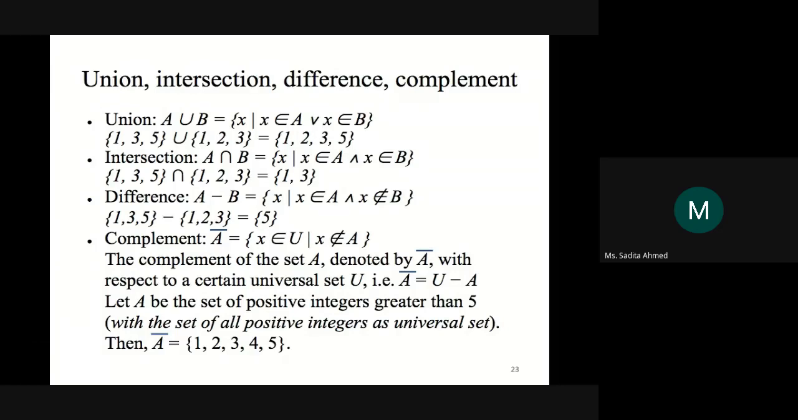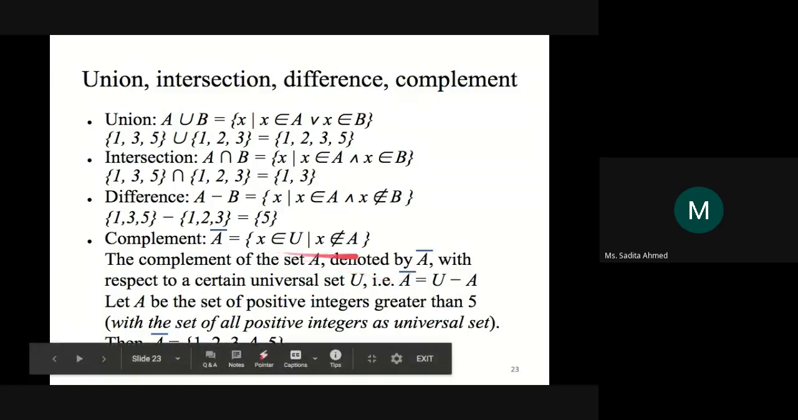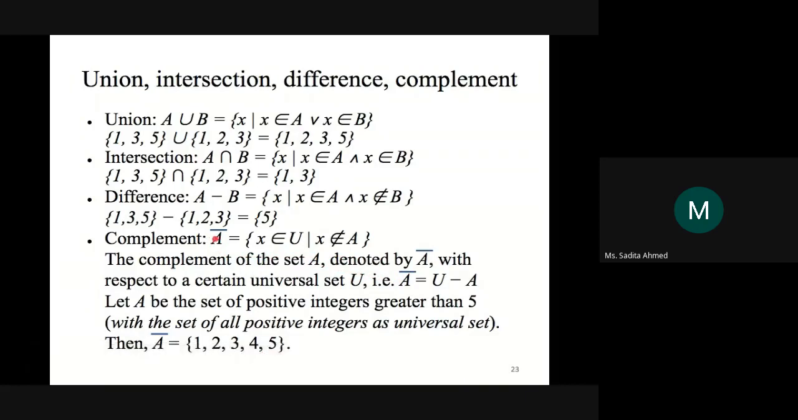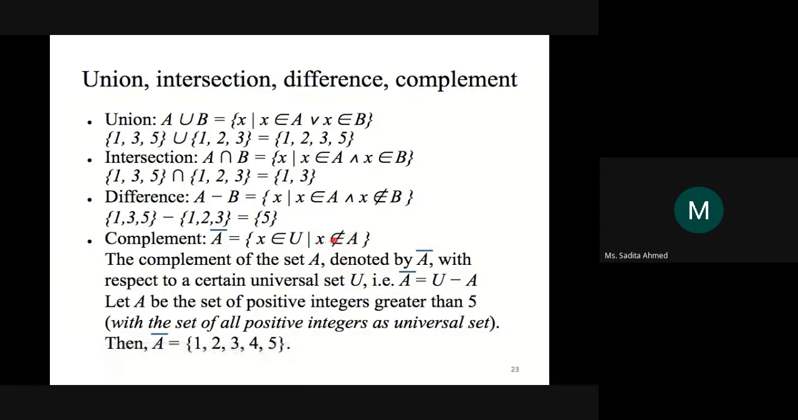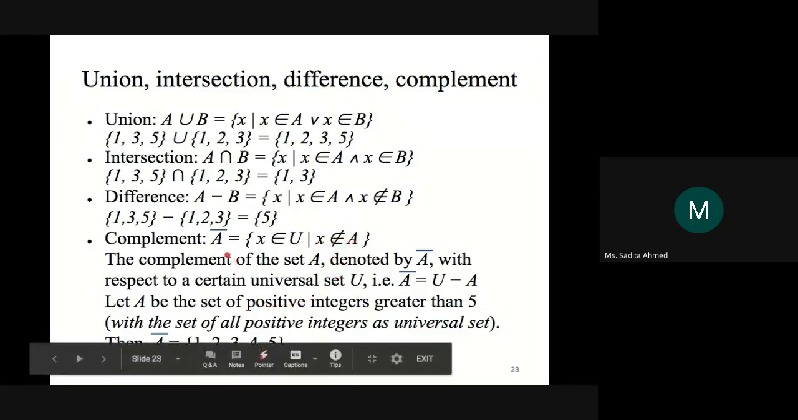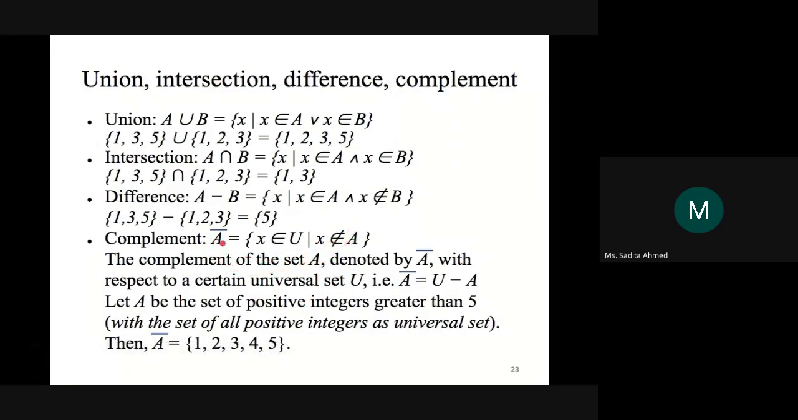In terms of the set builder notation, the elements X which belong to the complement of A must satisfy the condition that X does not belong to A. All elements which do not belong to set A will be there in the complement of A. So, X such that X is present in U, which is assumed by default, and X does not belong to A.